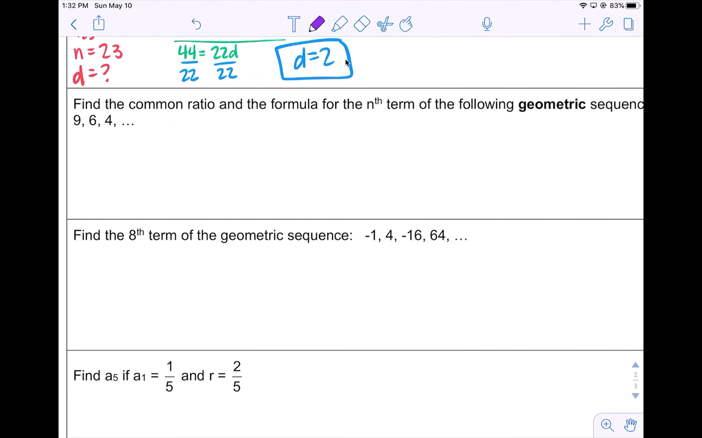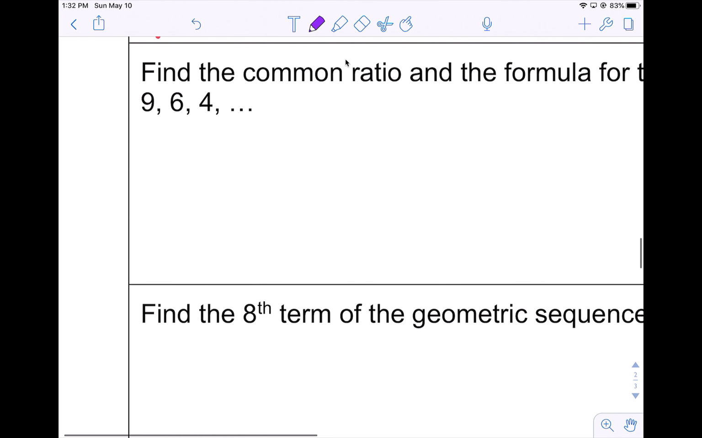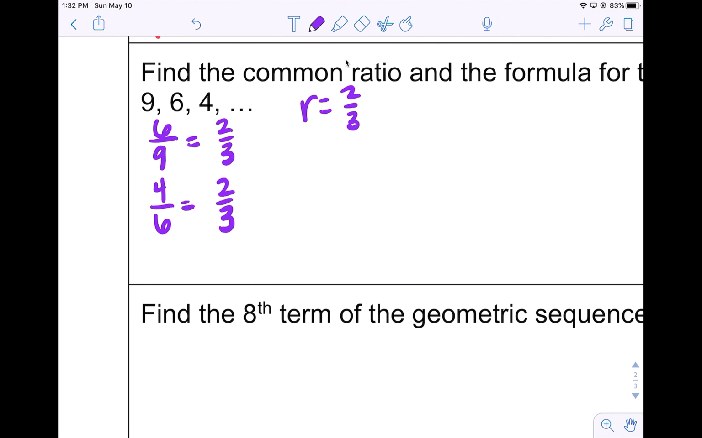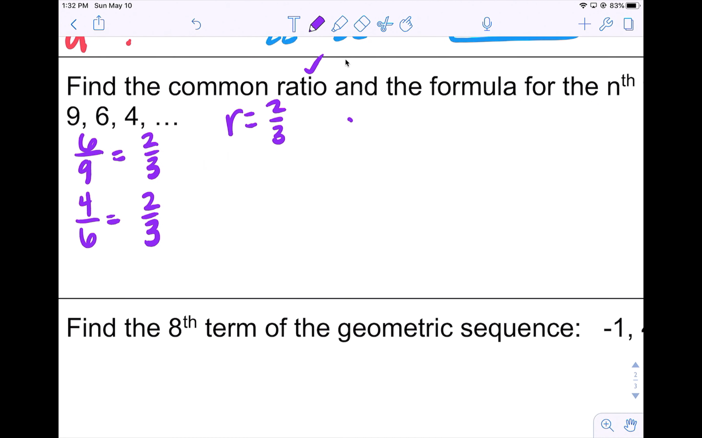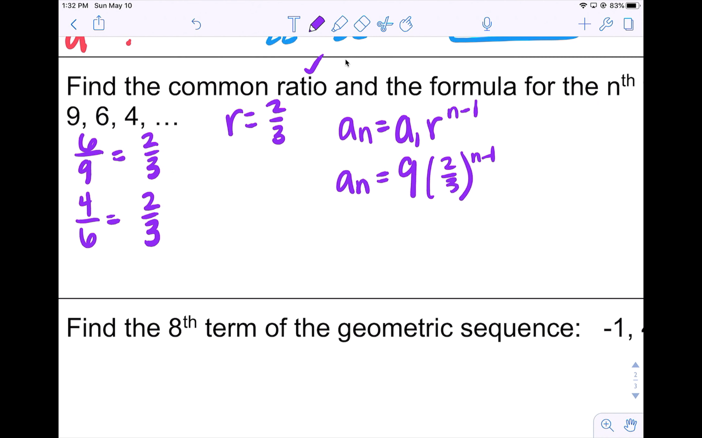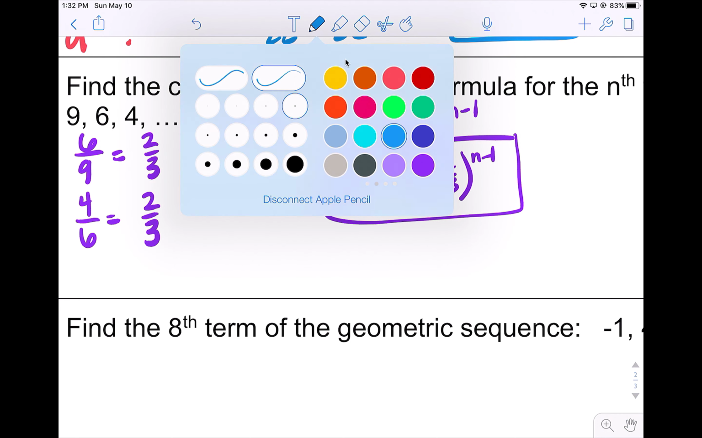So find the common ratio and the formula for the geometric sequence. 9, then 6, then 4. So to find my ratio, term 2 divided by term 1 is going to be 2/3, and then term 3 divided by term 2, and by 2 and 3 and 1 I mean the term numbers. So my common ratio is going to be 2/3, so I found that. My formula is a sub n equals a1 times r to the n minus 1. So my first term was 9. My ratio is 2/3, and then that n minus 1 is just a part of my formula that stays in my formula.